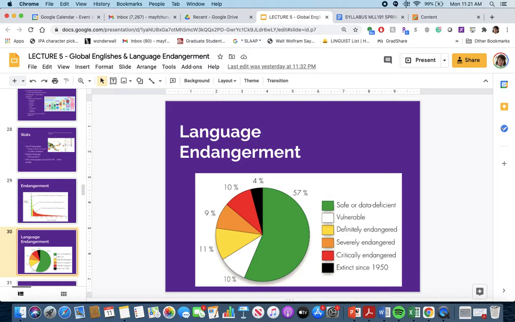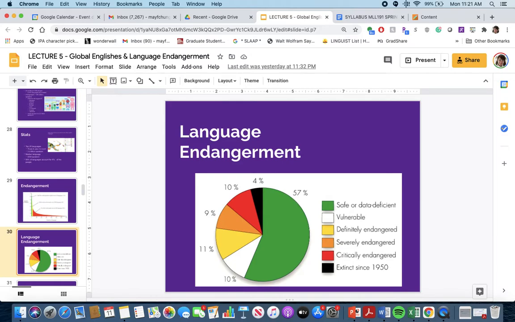So looking at the language endangerment chart, most are safe, right? And by safe, we mean that the language continues to be spoken and upheld in a lot of different areas. For example, they're being upheld in the home, right? So even if English is the official language in their country, they might speak Creole or something in Sierra Leone. But then there are also other languages that are becoming more vulnerable or endangered.